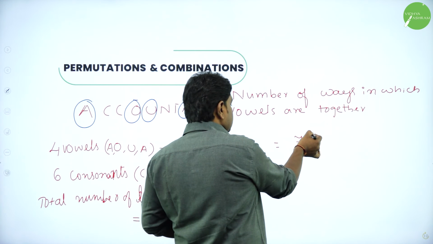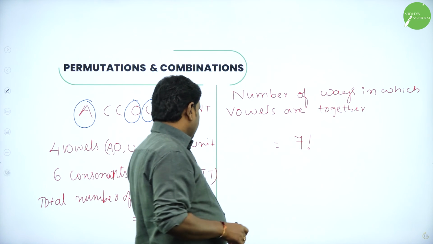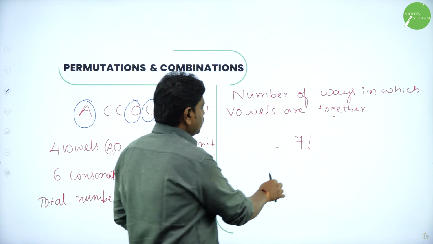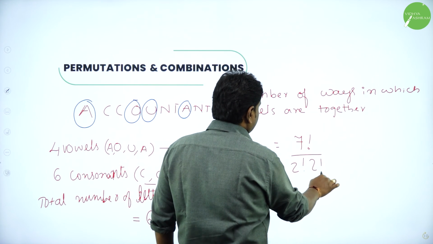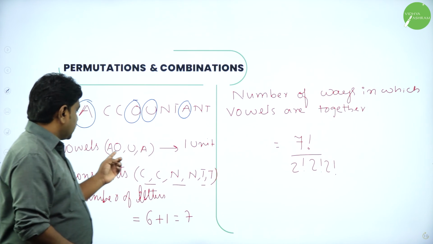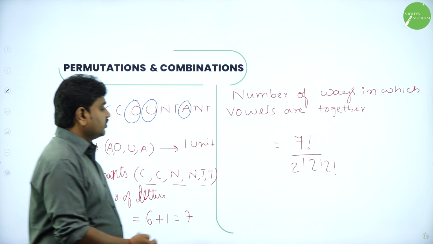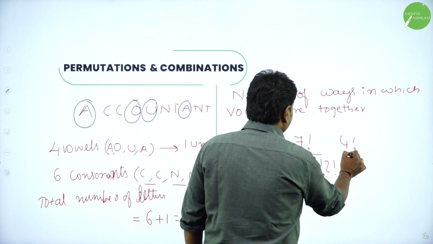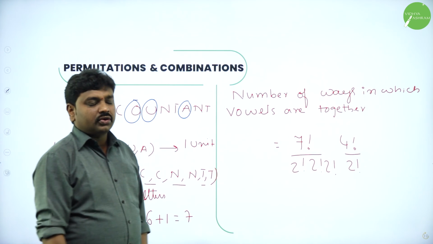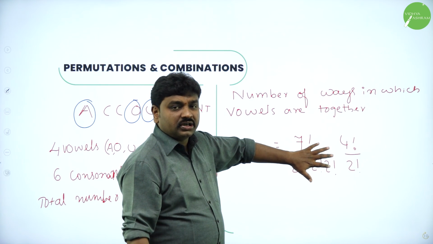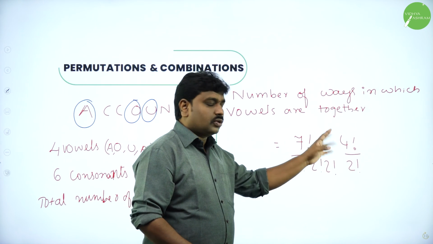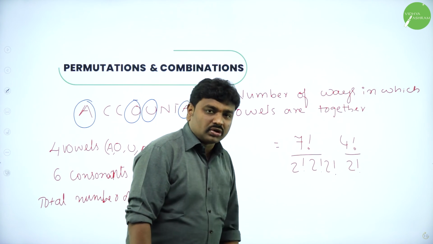7 letters can be arranged in 7 factorial. But in that 7 factorial, these 2 C's are there, 2 N's are there, 2 T's are there. So I'll have divided by 2 into 2 into 2. And separately this 1 unit of vowels has 4 letters. That 4 letters I can arrange in 4 factorial. But here again I have A repeated 2 times. So 7 factorial by 2 factorial into 2 factorial into 2 factorial is the arrangement, and the vowels separately I can jumble. So this is the total number of ways.